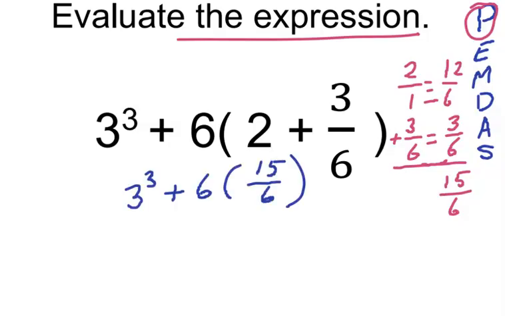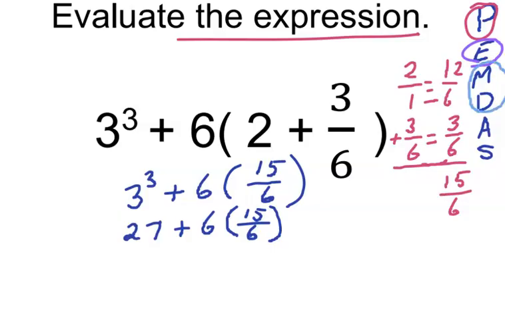So what do we have to do next is exponents. Exponents is 3 to the 3rd power. 3 times 3 is 9. 9 times 3 is 27. So we'll write that down. Next, we look and see if there's any multiplication and division, and there is. We have to multiply these two.